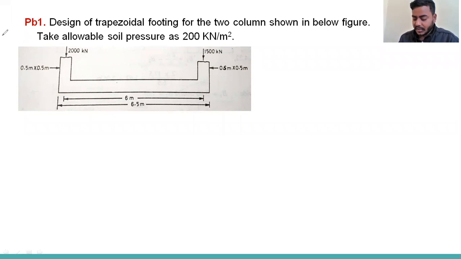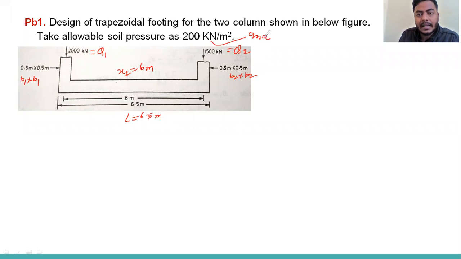Center to center distance is given. This is given Q1. This is given Q2. This is given B2 into B2. This is given B1 into B1. This is the center to center distance between the loads, that is 6 meters. So here given x2 is 6 meter. Total length is given as 6.5 meter. So we have all this information, and here this is the QNA, right?